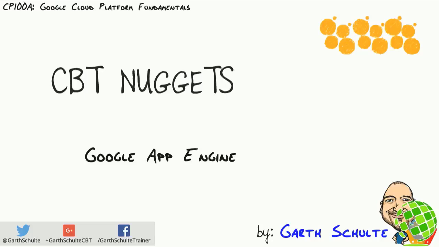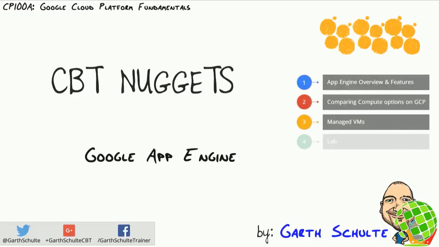Google App Engine. The final product we're going to look at in the compute category here is the platform as a service offering in GCP known as Google App Engine. And this is a great product because it allows developers to do what they do best, write code and make great applications, and that's it. They no longer have to worry about the underlying infrastructure that supports their application. Let's jump in and see what it's all about.